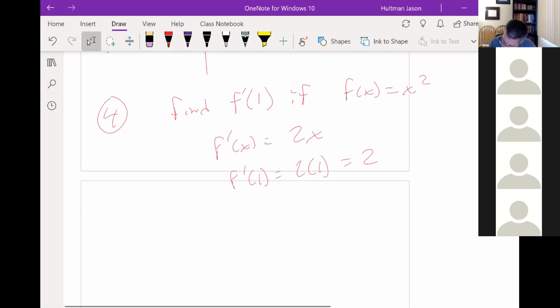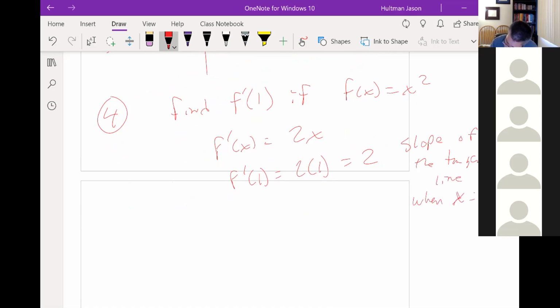And what does this tell me? This tells me the slope of the tangent line when x equals 1. Oh, okay. So the slope of the tangent line when x equals 1. Okay, so let's look at our parabola here, right? This was x squared.